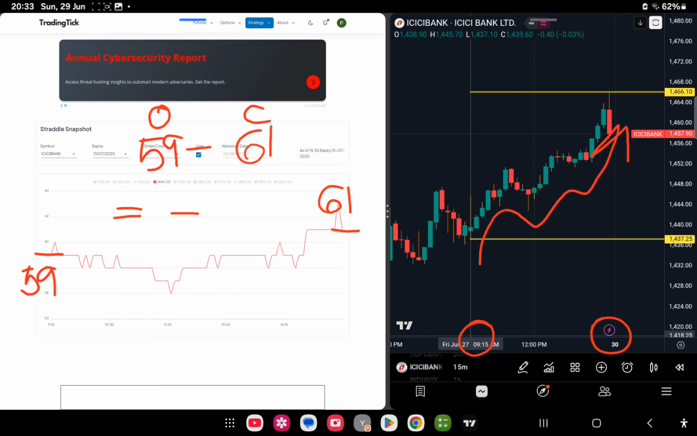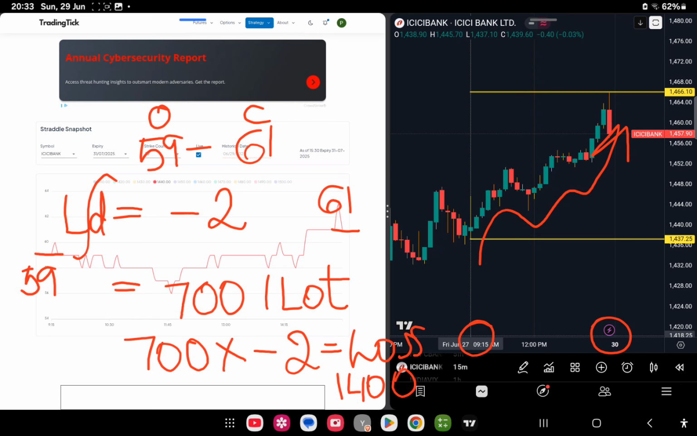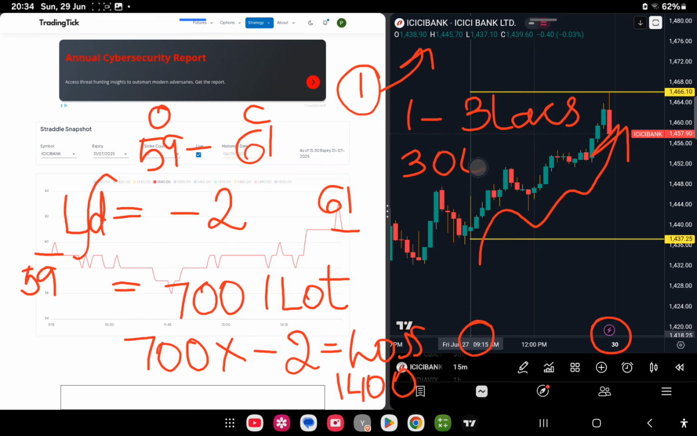That means the loss decay will be 2 points, minus 2 points. What is the lot size for ICICI is 700 for one lot. Okay, so 700 times minus 2 gives you the loss of the day. That is, for one lot it will be 1400 loss. Also remember, selling one lot straddle in ICICI Bank at least requires 1 to 3 lakhs. And think, if you have to do 10 lots, it will be 30 lakhs something.